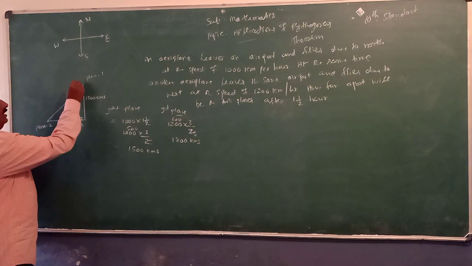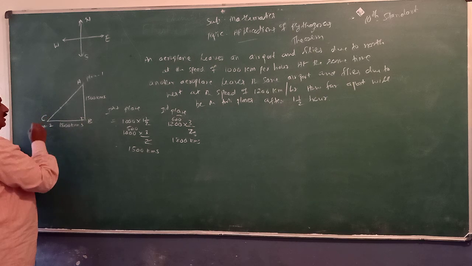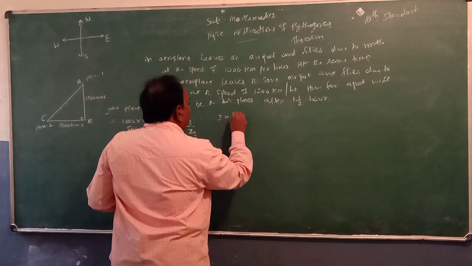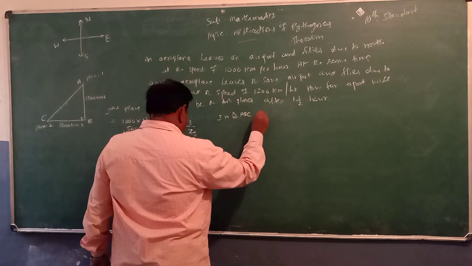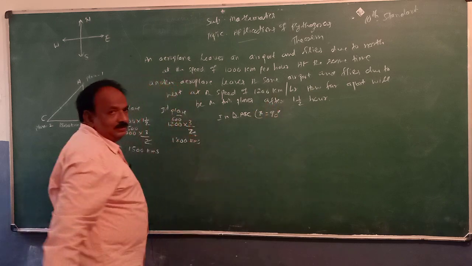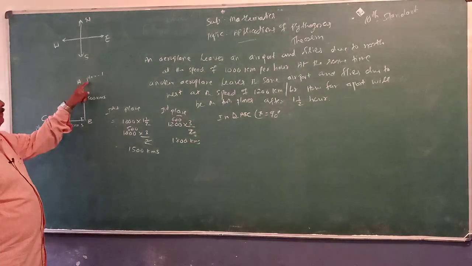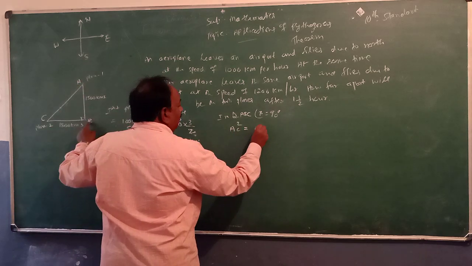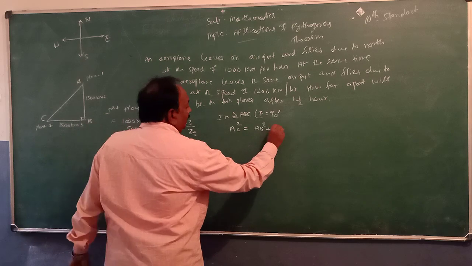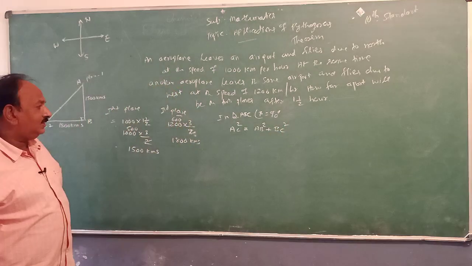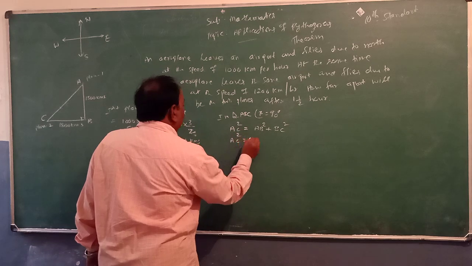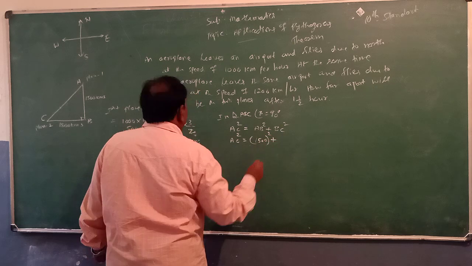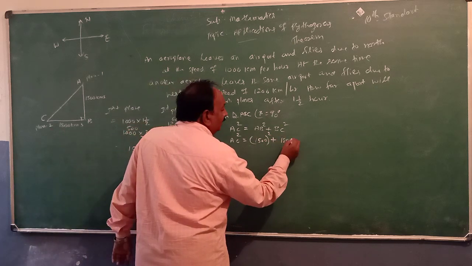This is 90 degree. A, B, C. In right angle triangle ABC, angle B is equal to 90 degree. Apply the Pythagoras theorem. AC squared is equal to AB square plus BC square. Application of Pythagoras theorem. AC squared is equal to, what is AB? 1500 whole square. What is BC? 1800 whole square.